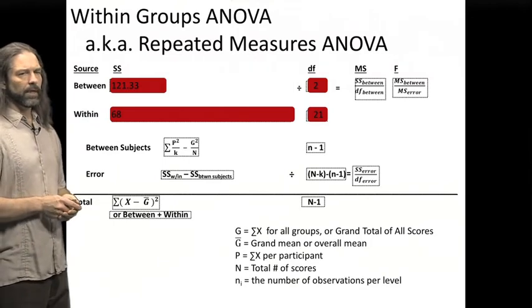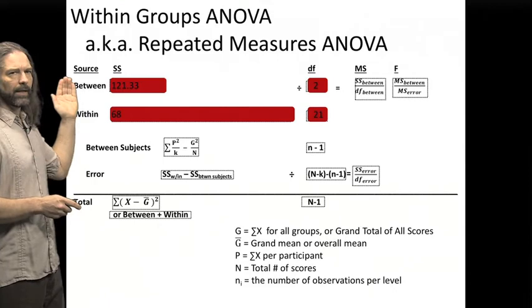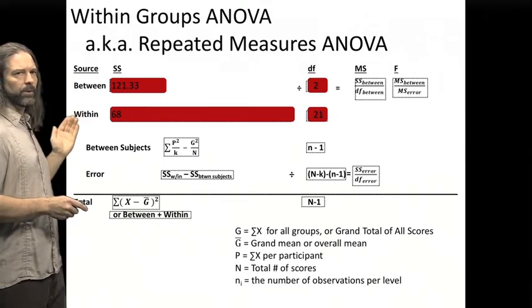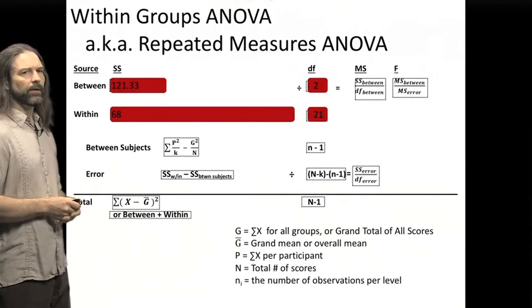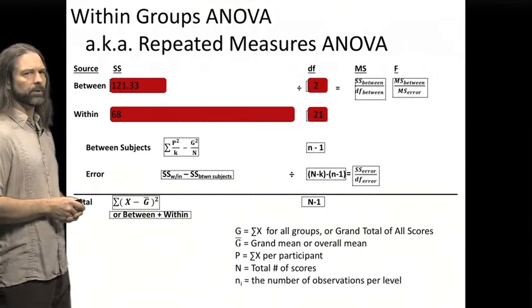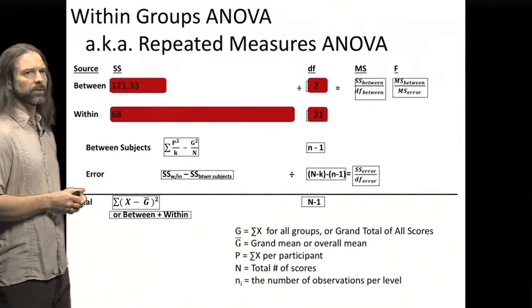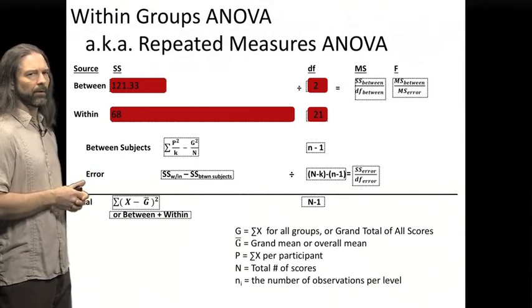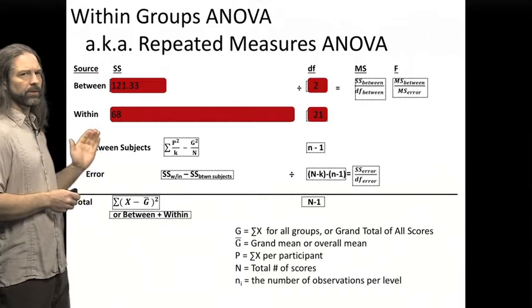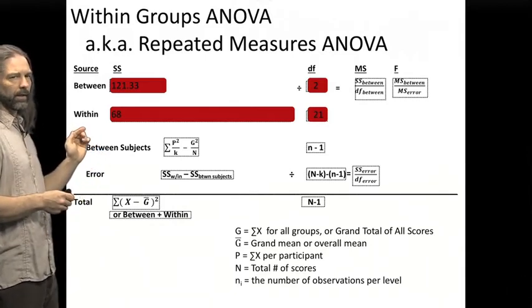I do want you to take a moment to notice here that between and within are basically at this level, and when we get to between subjects and error, those are indented. This is another area of confusion at times. What I'm going to do is the total within subjects variance, sum of squares, I'm going to divide that into two components. I'm going to take that amount and it's going to be divided into between subjects and error. So that's why it is indented, is to indicate that these are subsets of within.